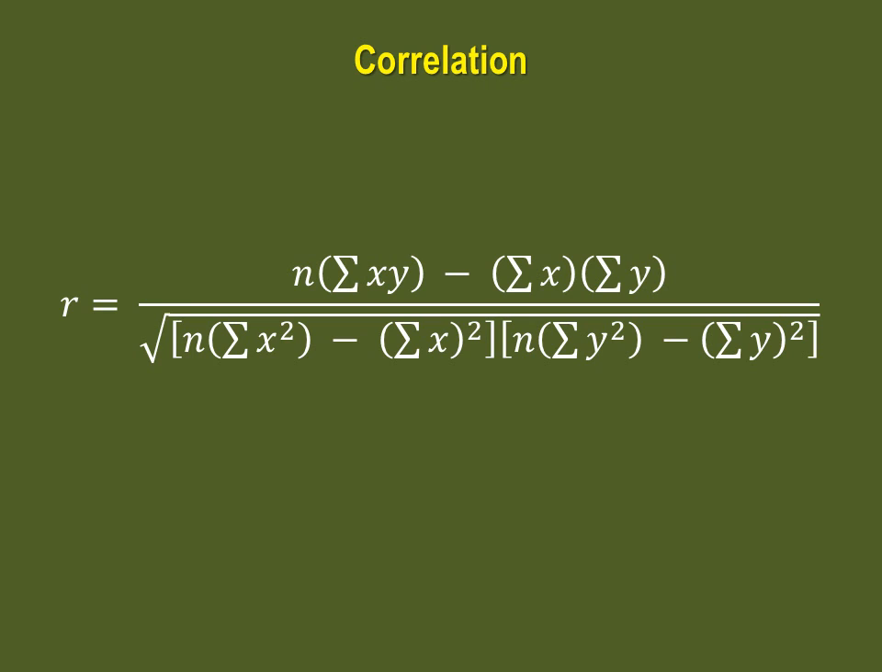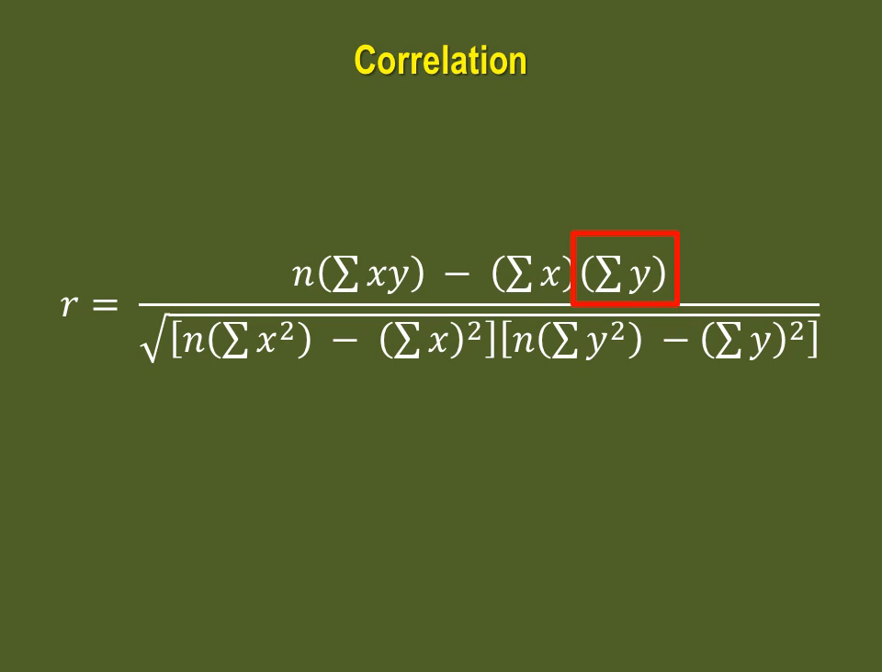First we have R. Then, on the top part of the equation, we have n, the number of objects, which is multiplied by the sum of x times y. To that whole bit, we subtract the sum of x times the sum of y.